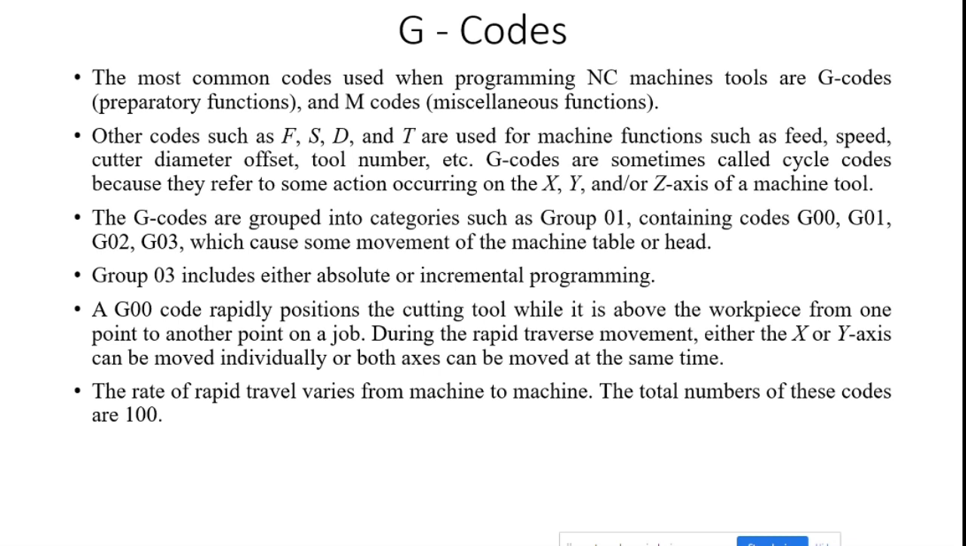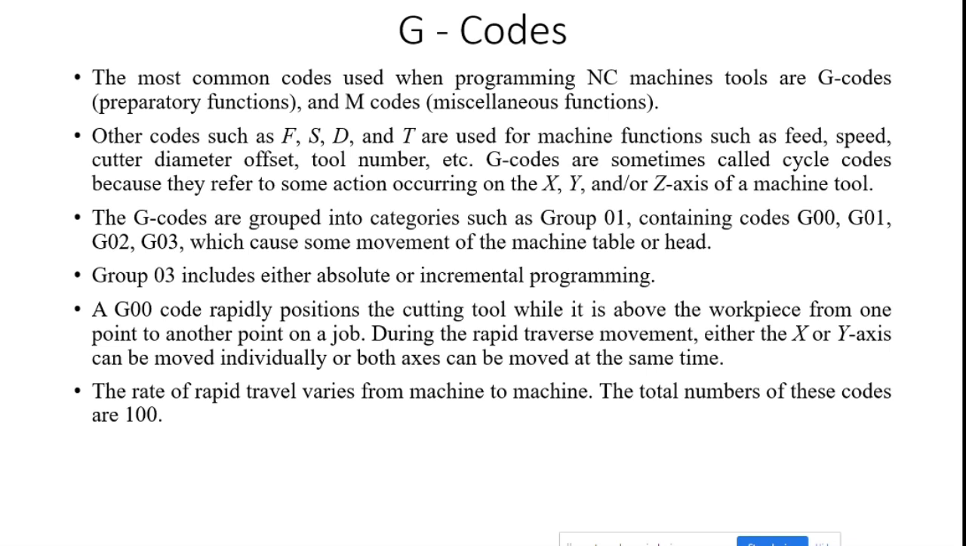So G00 code rapidly positions the cutting tool while it is above the workpiece from one point to another point on a job. During the rapid traverse movement, either the X or Y axis can be moved individually, or otherwise both axes can be moved at the same time. I can move the tool only in the X axis, or only in the Y axis, or with both axes, which is possible with G codes.